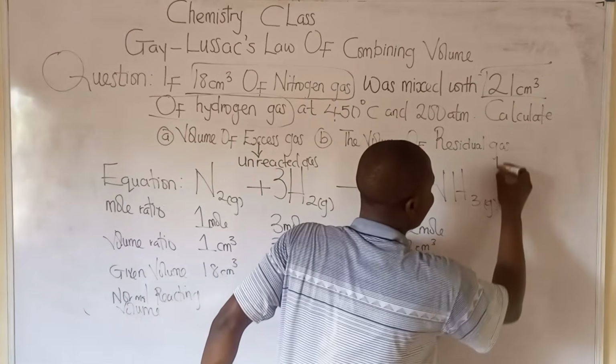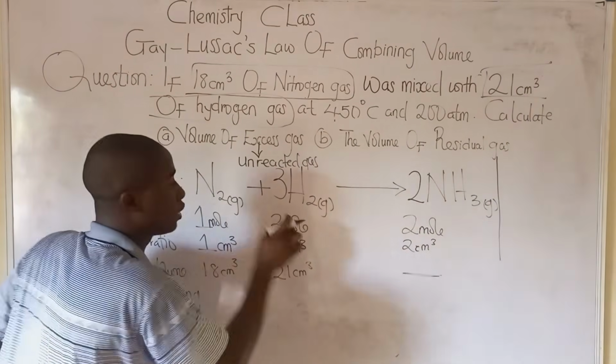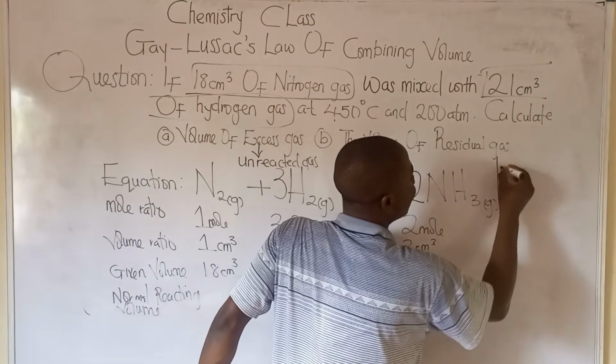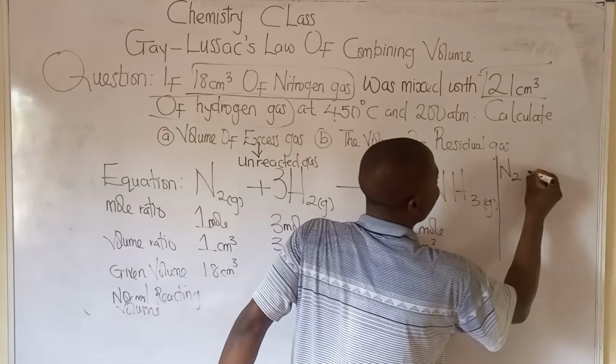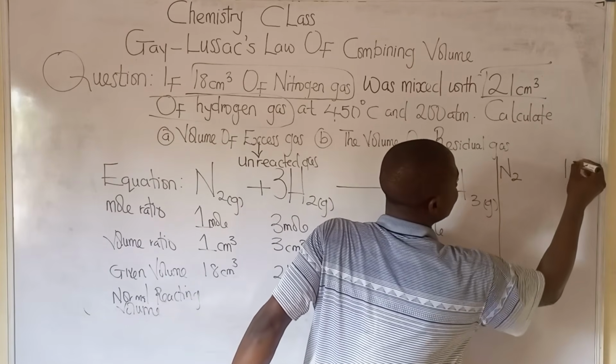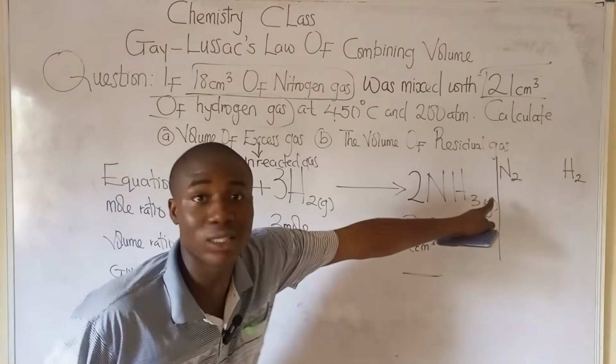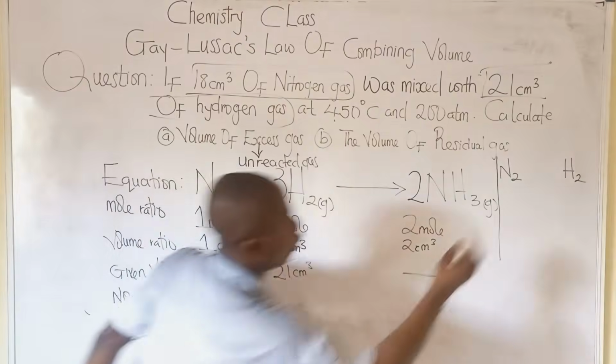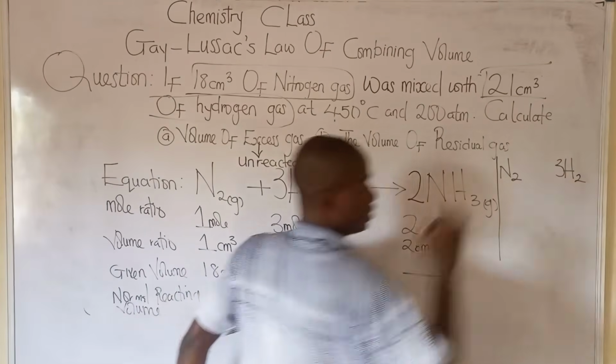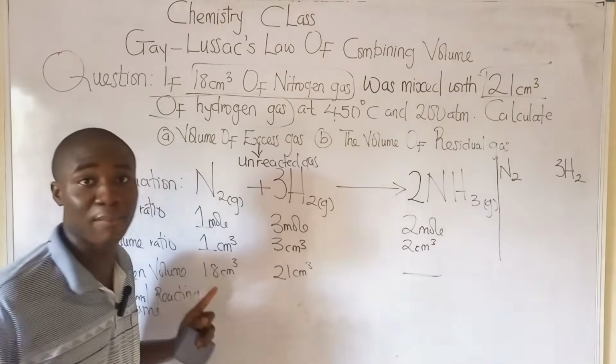So I'm going to write here the reactants. The reactants are nitrogen gas and hydrogen gas. Nitrogen gas and what? Hydrogen gas, the way it was written. Here is what? 3 moles. That's what we have to do. You just bring them out.